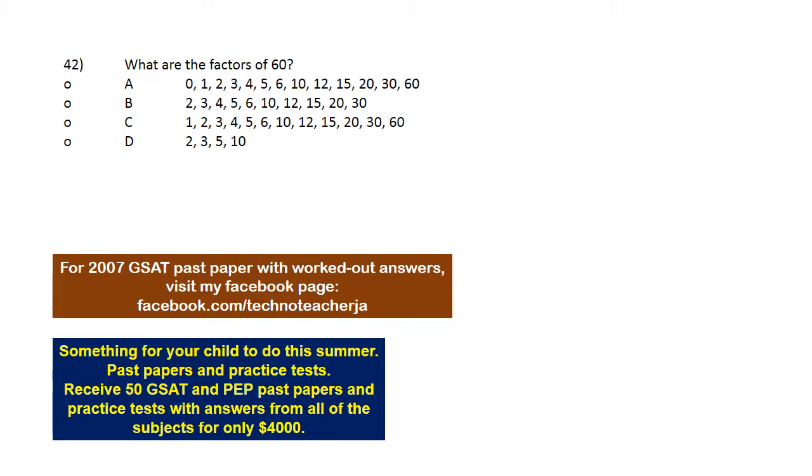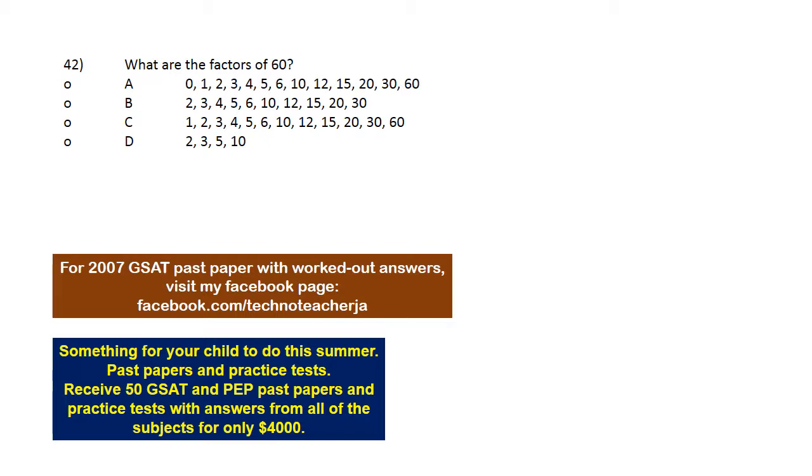The choices are A, 0, 1, 2, 3, 4, 5, 6, 10, 12, 15, 20, 30, 60. B, 2, 3, 4, 5, 6, 10, 12, 15, 20, 30. C, 1, 2, 3, 4, 5, 6, 10, 12, 15, 20, 30, 60. And D, 2, 3, 5, 10.